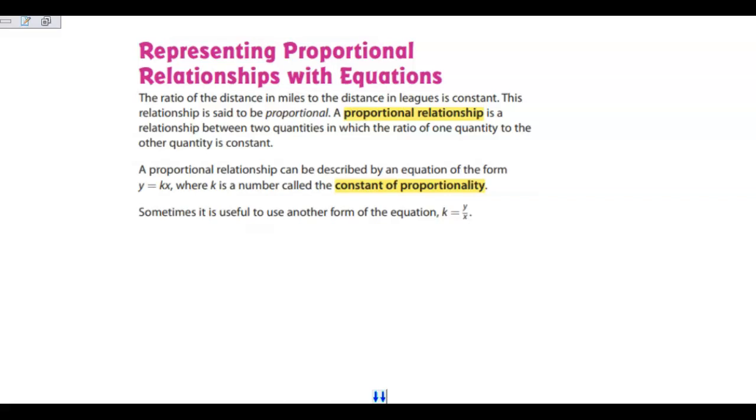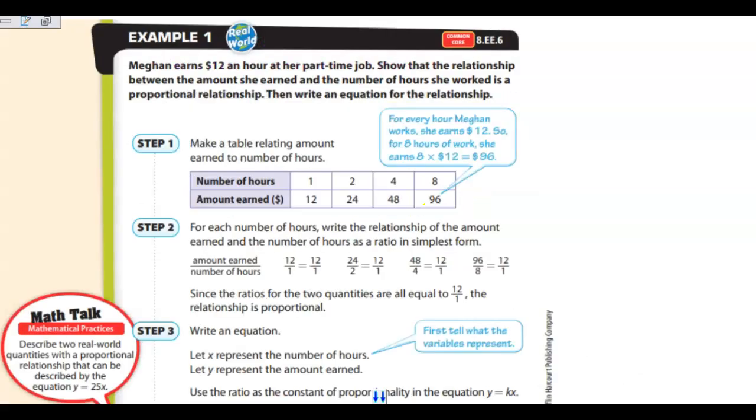A proportional relationship is a relationship between two quantities in which the ratio of one quantity to the other is constant. There's no change. The speed remains the same. The distance remains the same. A proportional relationship can be described by an equation in the form of y equals kx, where k is the variable that represents the constant of proportionality. When we're looking for the constant of proportionality, we want to use the equation k equals y over x. So we're going to be looking at tables and using that equation to find the constant of proportionality.